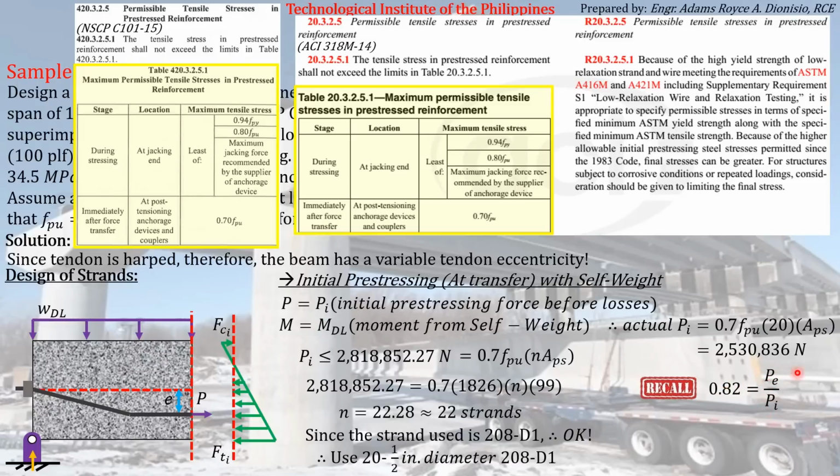Therefore, if we compute for the effective pre-stressing force, we just have to multiply 0.82 by Pi, which is this. So the actual effective pre-stressing force will be equal to 2,075,285.52 Newton. So these are the values, the actual pre-stressing forces that will act on the pre-stressing reinforcement that we are designing here.